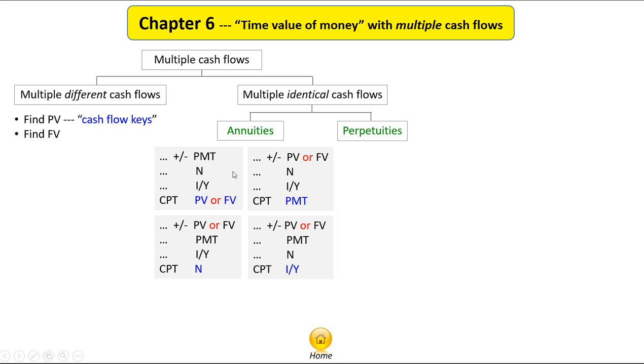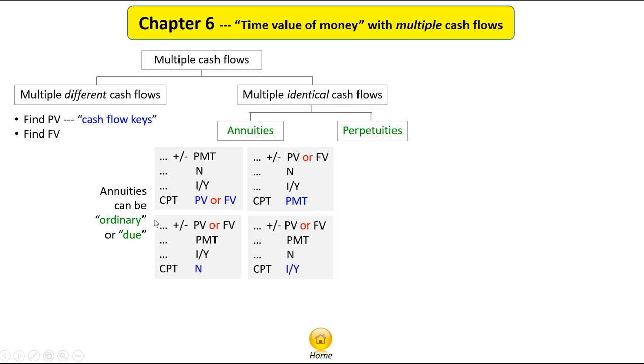So compute N. You can also instead have problems which ask you to compute the payment amount itself when either the present value or the future value of an annuity is known, as well as how many payments there are and the interest rate. Or you can also calculate the implied interest rate, compute IY, when you know either the present value or the future value of your annuity, the recurrent cash flow amount, and the number of those repeating payments.